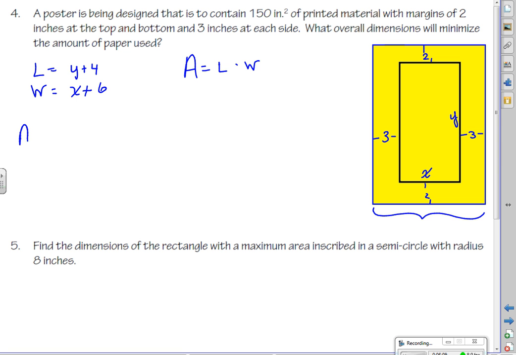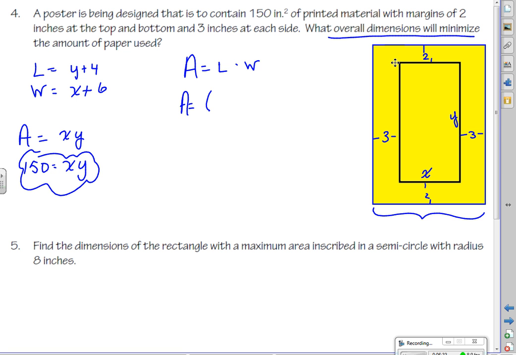Another fact you know is that you want the area x times y, the inside area, the printed area, to be 150 square inches. So this, I think, is going to be perhaps your helper equation. And then you want overall dimensions. The overall dimensions will minimize.